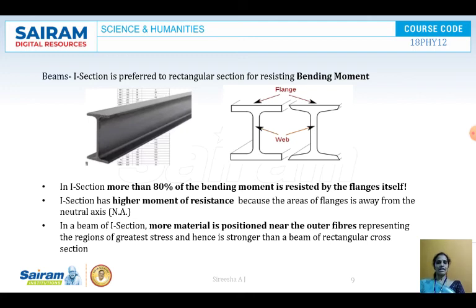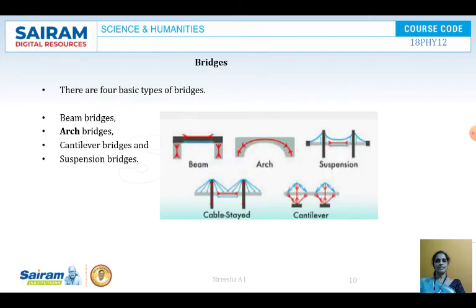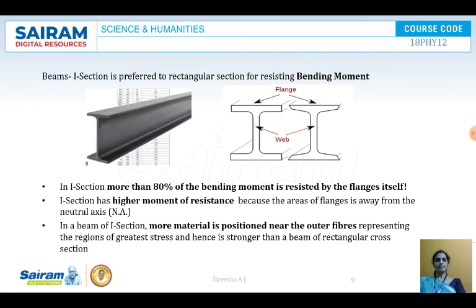If you see the railway track, even the railway track has this type of thing. If you closely observe, the railway track has the I steel beam. Okay, next is bridges.